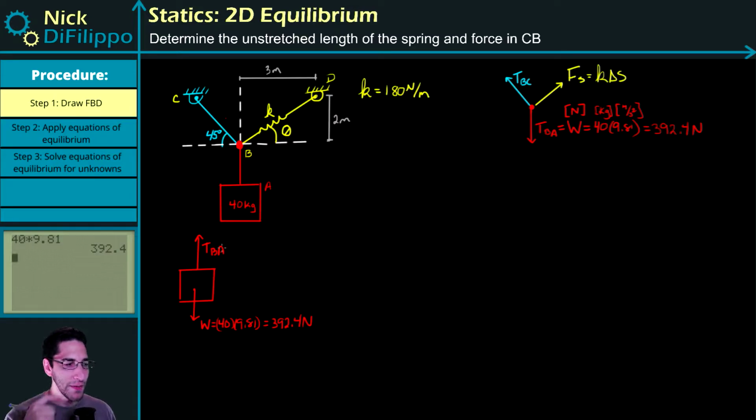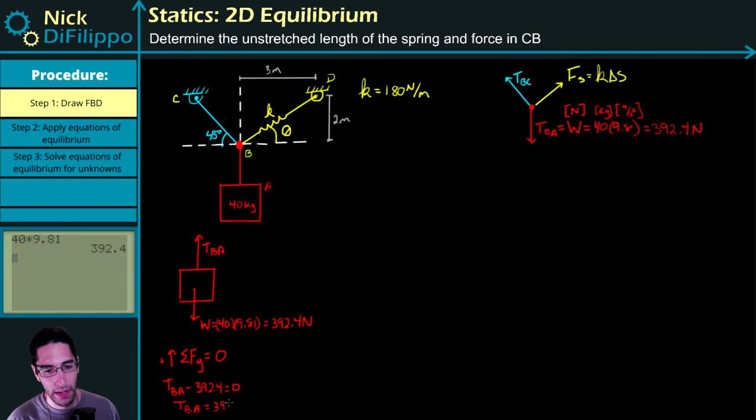And then I need to go to step 2 of my procedure, which says I need to use my equations of equilibrium. And I only have forces in the y direction. I'm going to call up positive. So I have TBA minus 392.4 equals 0, and I get TBA is equal to 392.4 newtons. This is exactly what we had right here.